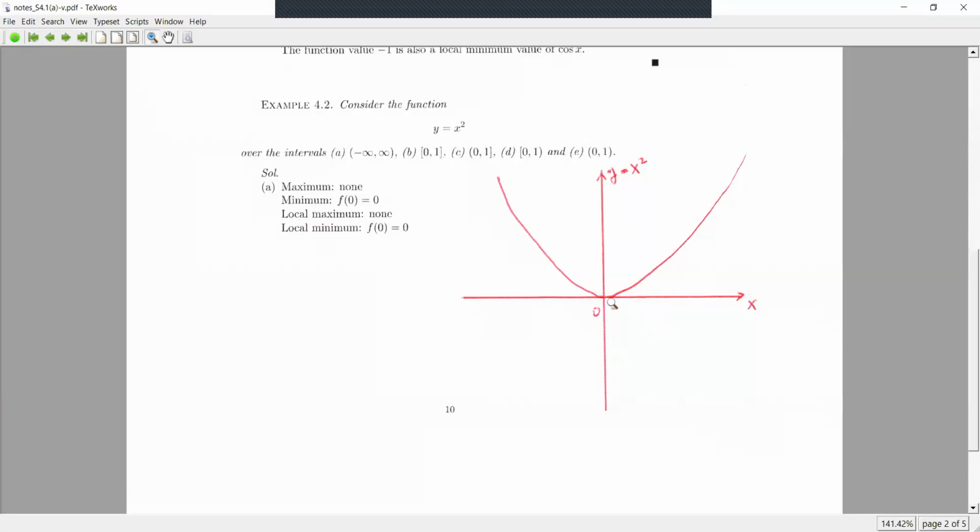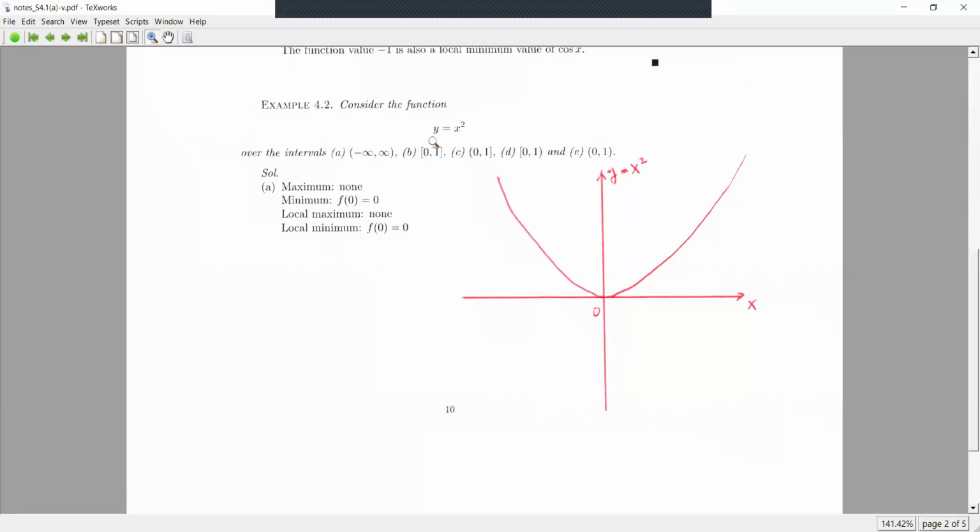Local minimum, this point, globally, it is minimum. Locally, it is also minimum. So the local minimum function value is 0. 0 is the function value. This 0 is the location of the function value. X is 0.